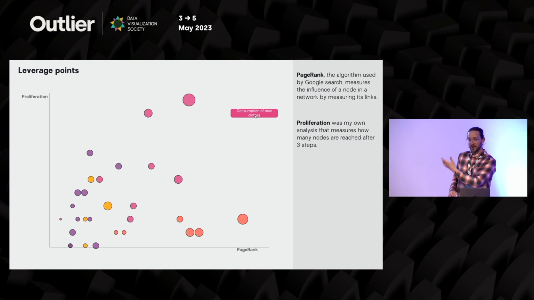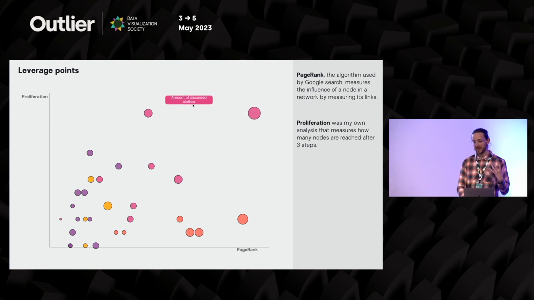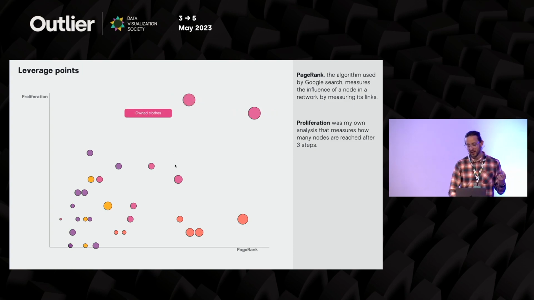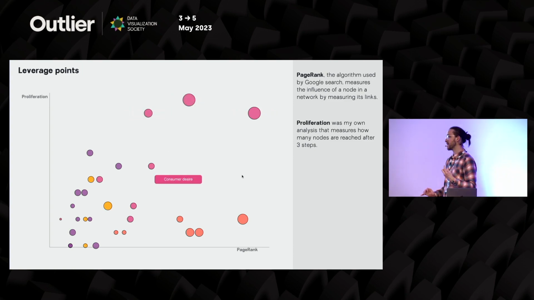Now, this first one up here in the top right is the consumption of new clothes. That's literally what this system was built around. But we've got more. We've got things like the discarded clothes, owned clothes, consumer desire, etc. So what this gives us is automatically a way to start analyzing, returning back to our original system, and starting to make some interventions.